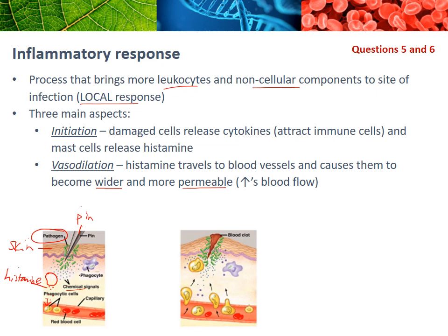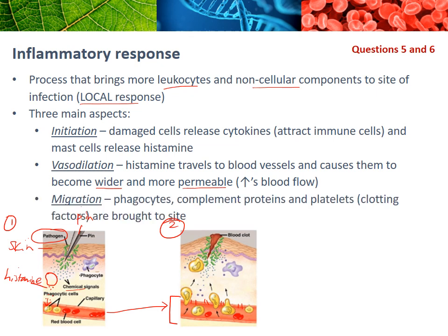So if you look, this was initiation. Here we've got the vasodilation. So this blood vessel has widened, and it's also kind of become permeable. It's letting things go in and out. And that's really important because these are our white blood cells and we need them over where the infection is.